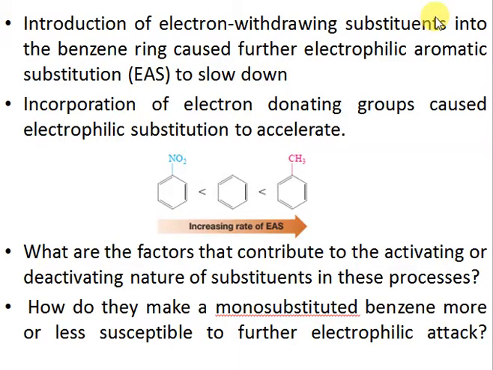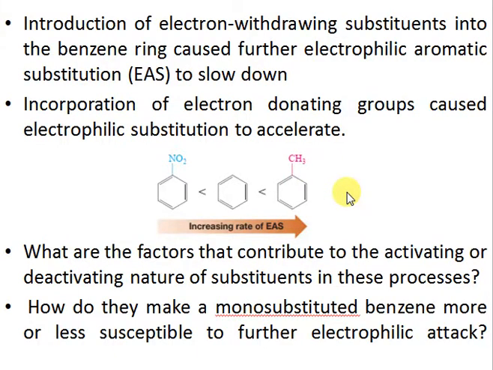Whereas in case we incorporate an electron donating group, then the rate of electrophilic substitution reaction increases. So for example, here we have a methyl group. You know the methyl group donates electronic density to the benzene ring. Since the benzene ring has higher electronic density now, if the electrophile comes, the benzene ring will readily attack this electrophile. So if we want to generalize the rate of reactions, then we can say that electron withdrawing groups decrease the rate of reaction, while electron donating groups increase the rate of reaction.